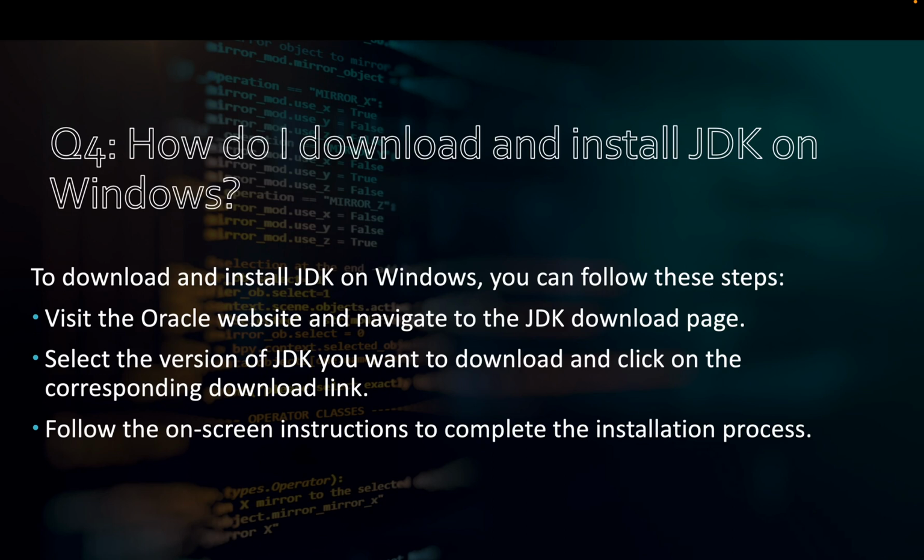Question number 4. How do I download and install JDK on Windows? To download and install JDK on Windows, you can follow these steps. Visit the Oracle website and navigate to the JDK download page. Select the version of JDK you want to download and click on the corresponding download link. Follow the on-screen instructions to complete the installation process.